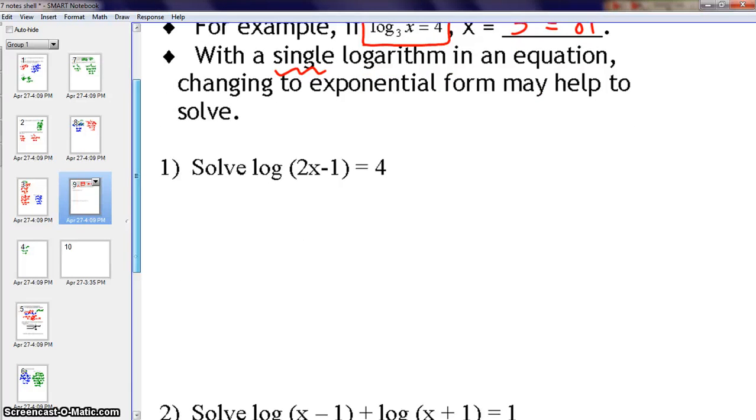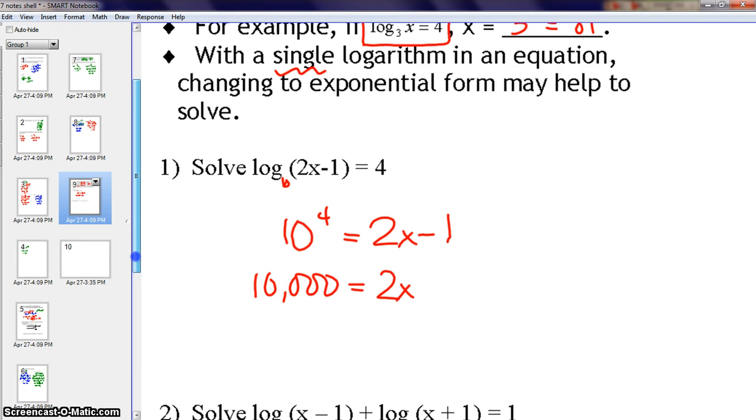So in this problem, the implied base here is 10. So 10 to the 4th equals 2x minus 1. This is 10 to the 4th. So I'd have to add 1 and divide by 2. So this is the ever popular number 5,000½ for x.